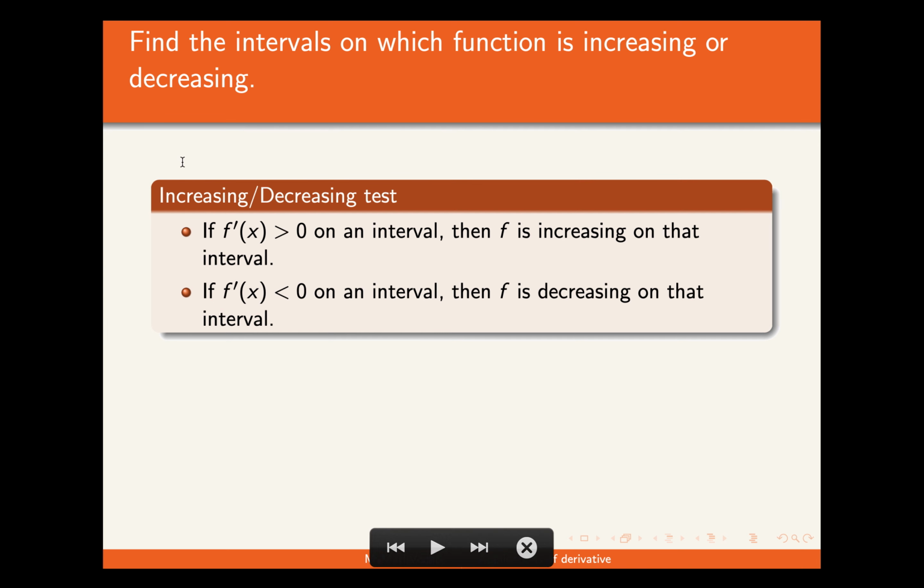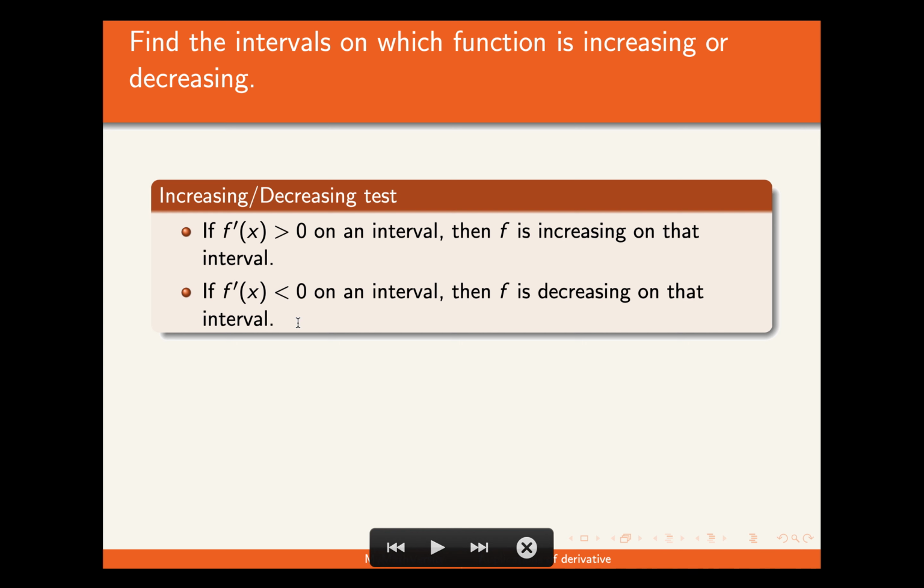The increasing/decreasing test says that if you have been given a function for which you need to determine on which intervals it is increasing or decreasing, you first determine the derivative of the given function. Once you figure out the derivative, see where that derivative function is positive and where it is negative. So find the derivative first, and then see where it is positive and where it is negative.